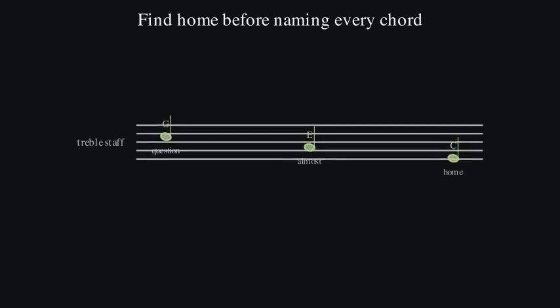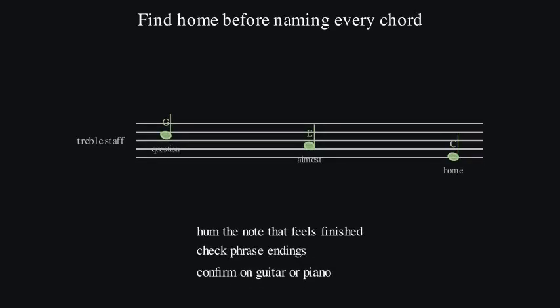To find home, do not start by naming every chord. Start by humming the note that feels finished. Pause the song, hum the ending note, and then find it on guitar or piano. If several notes seem possible, listen to the bass at the end of a phrase. Tonal music often confirms home at phrase endings, cadences, or chorus arrivals. Then ask whether the song is major, minor, modal, or blues-based.